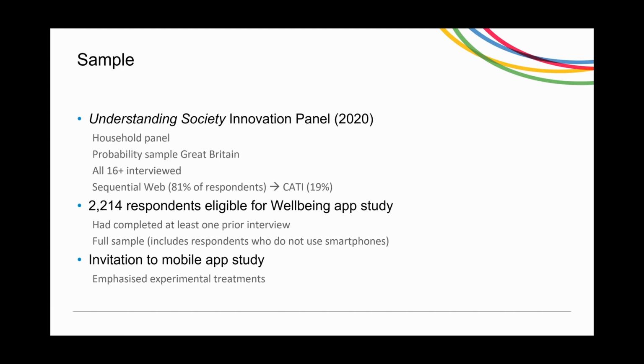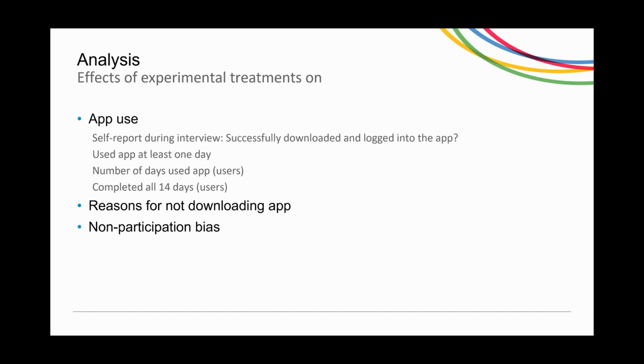And so again, in the invitation to the mobile app study, we emphasize these different experimental treatments. So in the analysis, we're looking at the effects of these experimental treatments, first of all, on participation and app use. And there are different ways of looking at this. First of all, within the annual interview, we invited people to the app study, and then we immediately asked them to self-report whether they had managed to download and log into the app or not. So that's the first outcome. Do they self-report that they've downloaded the app?